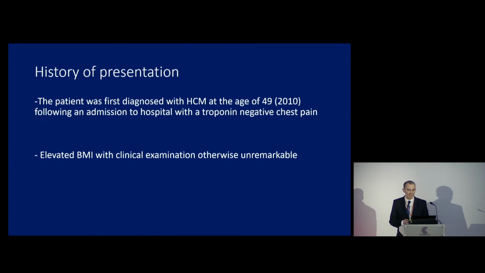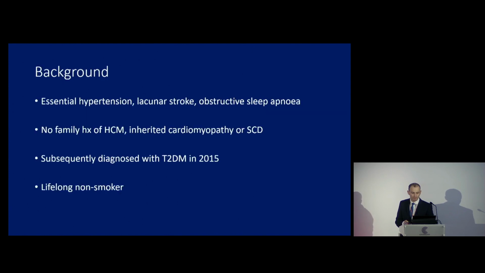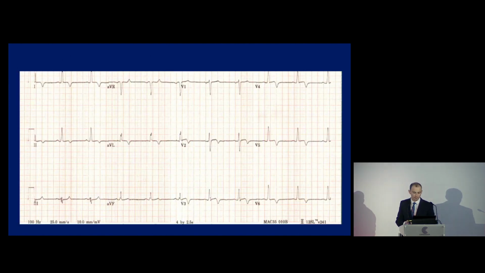Our patient first presented in 2010 at the age of 49 to hospital with troponin-negative chest pain. He had an elevated BMI, but clinical examination was otherwise unremarkable. Background of essential hypertension, stroke and obstructive sleep apnea, but no family history of cardiomyopathy or sudden cardiac death. He was subsequently diagnosed with diabetes in 2015, and he was a lifelong non-smoker.